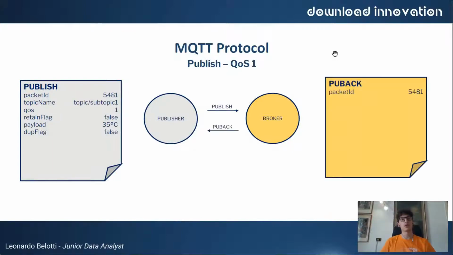Things change when we move to the quality of service 1. In this situation, we send again a message with quality of service 1, and we wait for an acknowledgement sent by the broker. If one of these two messages is lost, then the publisher will send again the same message, but with the duplicate flag equal to true. So if the broker receives it with a duplicate flag equal to true, but it is the first time it sees this message because it was the publish that was lost, then it will deal with it, send a puback, and everything goes well.